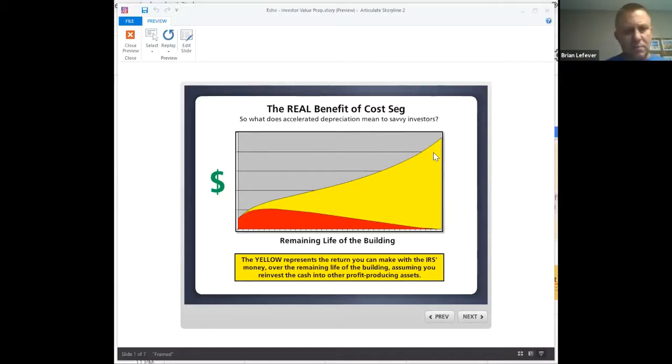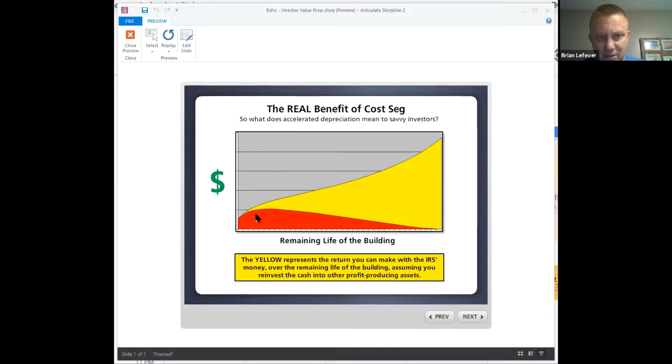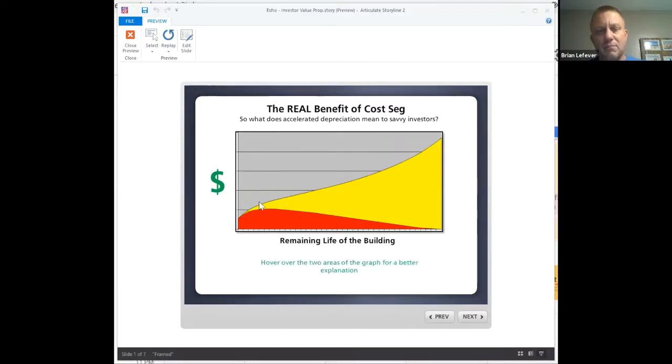You can put it into repairs on your properties. You can put it into a down payment on another property. The whole concept here is accelerating your wealth using federal dollars that you're borrowing at no interest. That's the game in cost seg. And this is why fix and flip guys, this doesn't help you, because if you sell it early, the yellow, you didn't really get to use the money very long. You had to give it back when you sell. That's that recapture tax. So it's a long-term play.